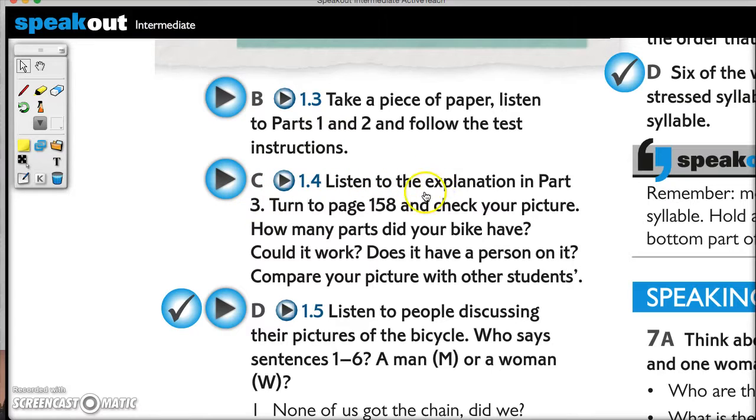Then you will have to listen to the explanation in part 3 by clicking on the button here, and then turn to page 158 of your textbook and check that you've done the activity correctly. Don't go there before you do these 2 parts, because then you will ruin the activity. Okay? Because you have to draw something. And there you have to check if you did it all right or not. These are questions just for you to answer on your own.